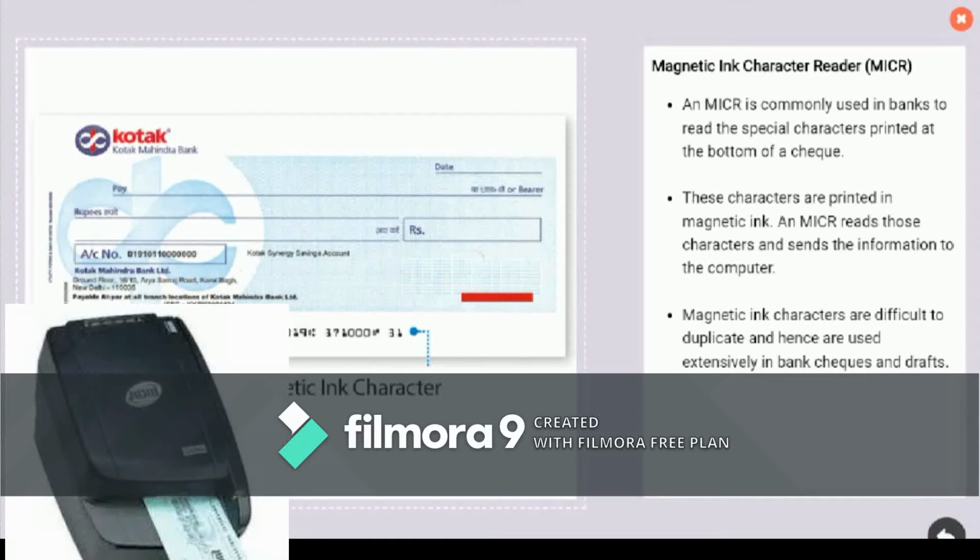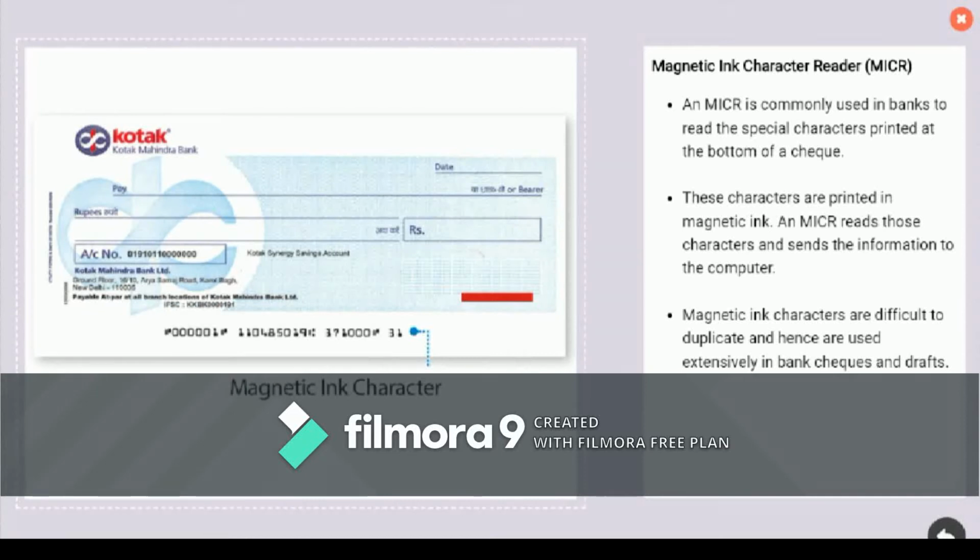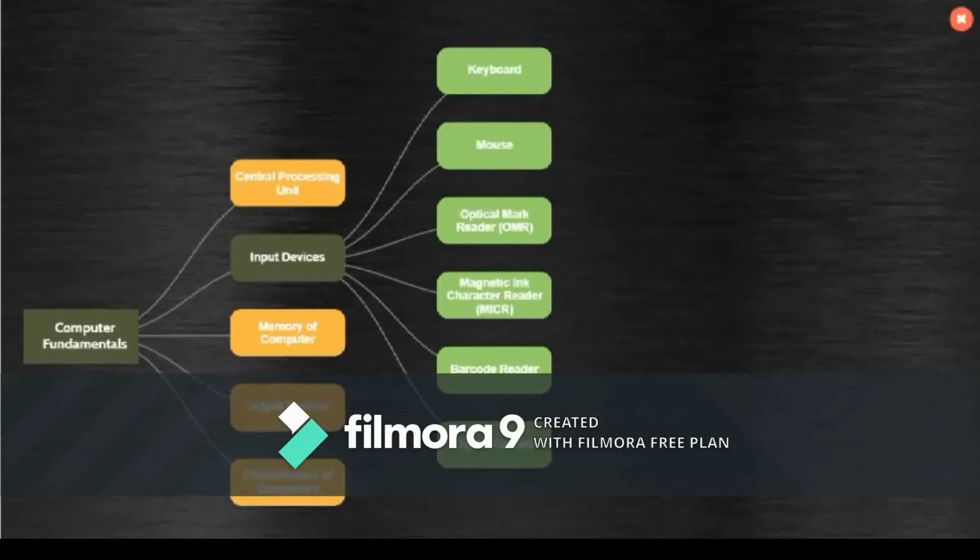These characters are printed in magnetic ink. An MICR reads those characters and sends this information into a computer. And these magnetic ink characters are difficult to duplicate and hence are used extensively in bank checks and drafts. So there will be a device in the picture. You can see that device. This device is used to read this magnetic ink character.